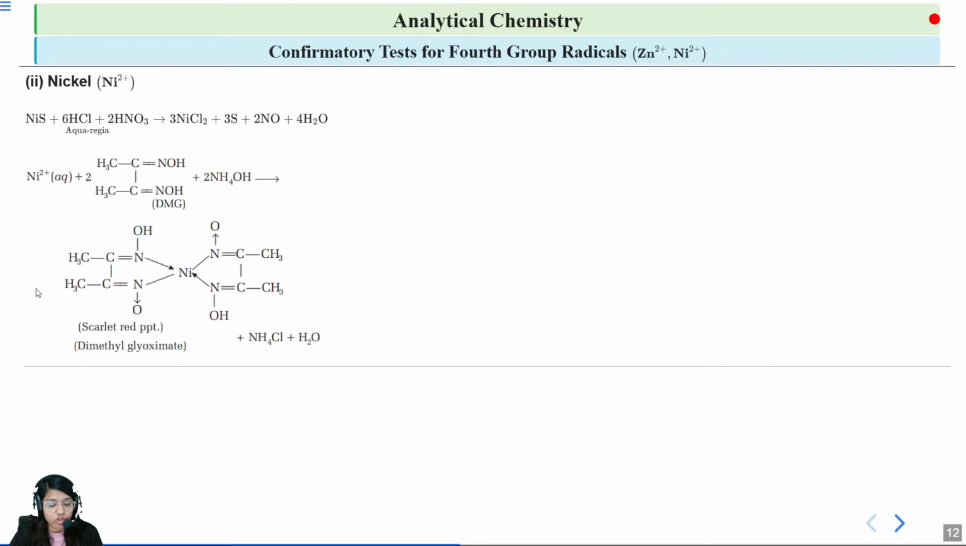So this is the covalent structure of nickel dimethyl glyoximate, and it is scarlet red in color. So the appearance of this red precipitate in the solution confirms the presence of nickel ions in the given salt.